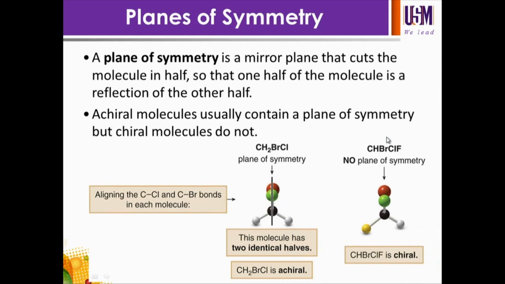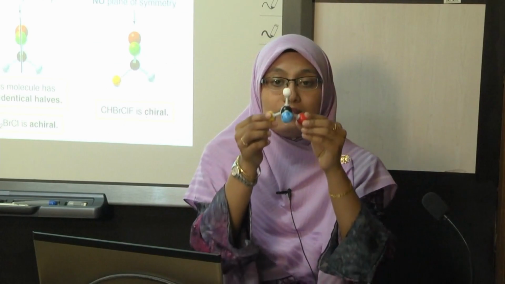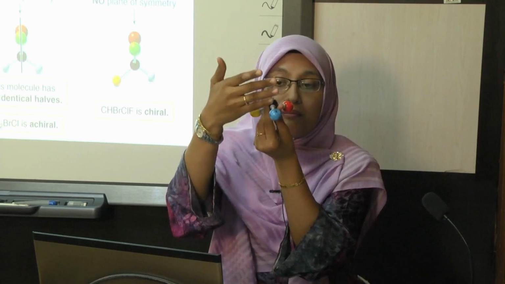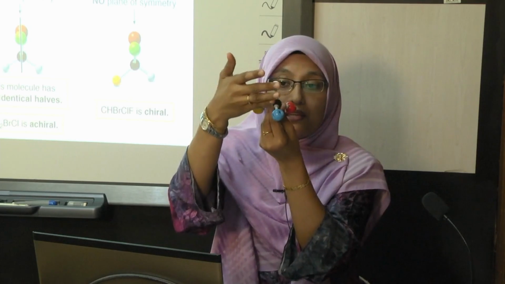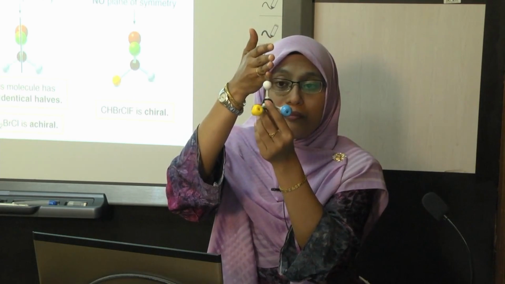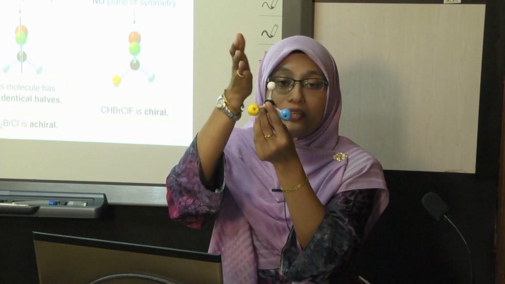But for bromochlorofluoromethane, here we have 4 different groups attached to this carbon. So there's no way we can place a plane of symmetry, because when we place a plane of symmetry, there is no identical image inside this molecule. So this is why bromochlorofluoromethane is chiral.